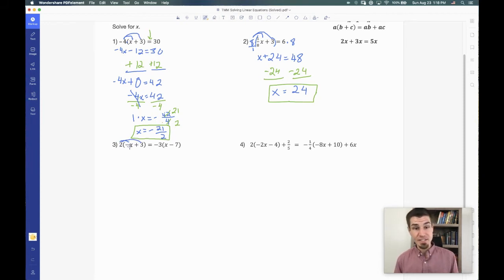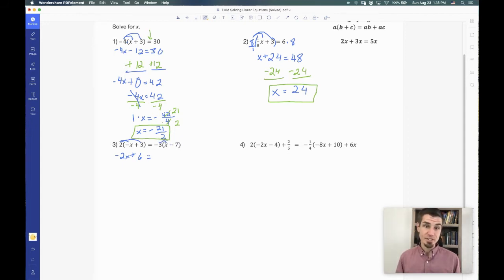So 2 times the negative x, remember, positive times a negative gives us a negative. And then 2 times x is just 2x. 2 times positive 3, that gives us a positive 6 equals. Now, hey, check it. Let's just go ahead and distribute this side as well.